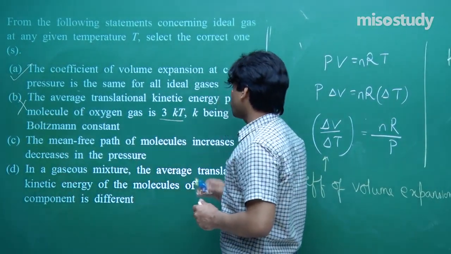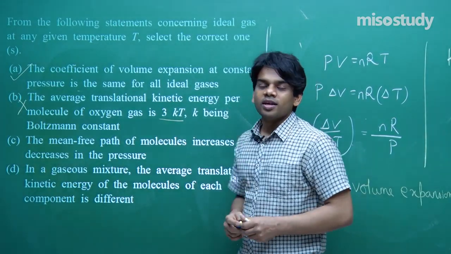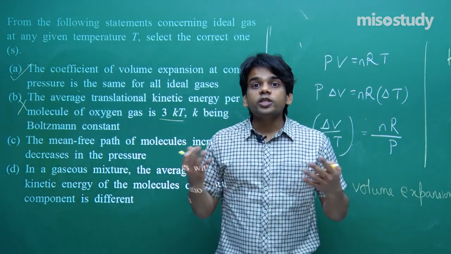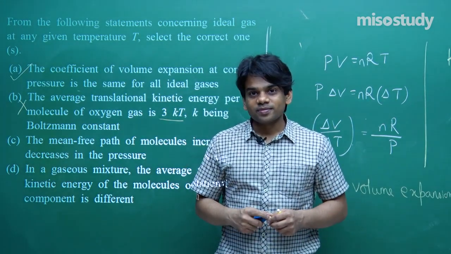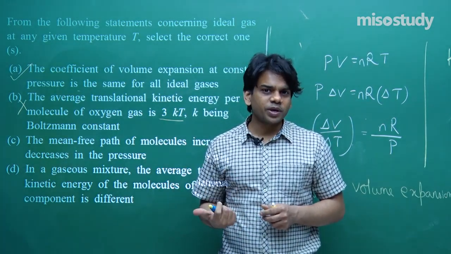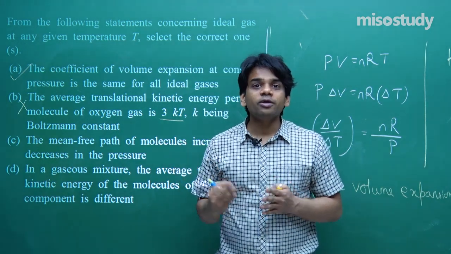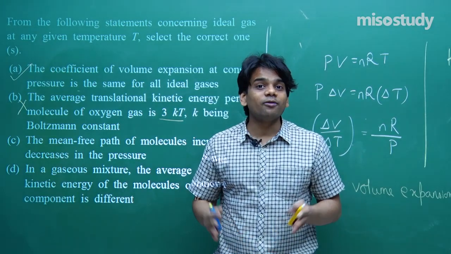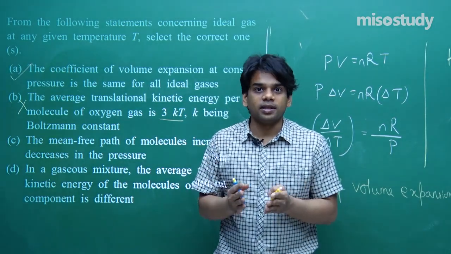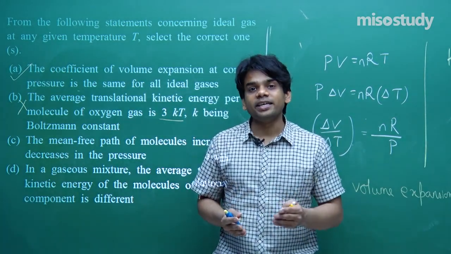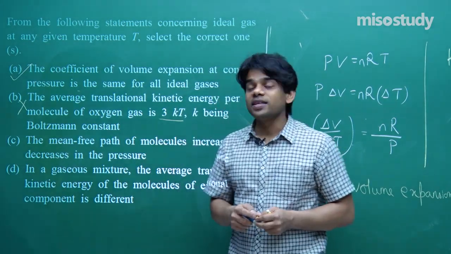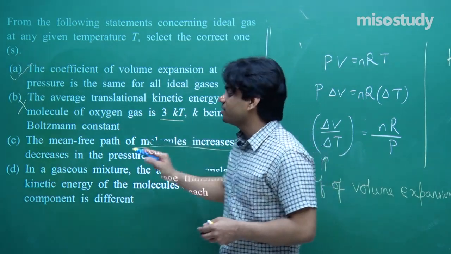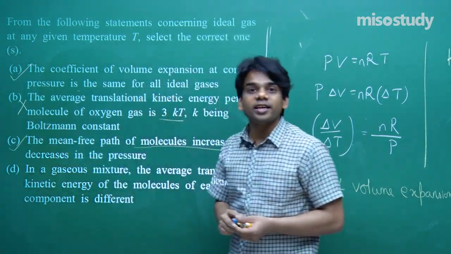C, the mean free path of a molecule increases with decreasing pressure. Due to decrease in pressure, what will happen? The molecules will have more space to move more randomly. So mean free path is going to increase. If you increase the pressure, the molecule will have less path to move, so mean free path will decrease. Here the mean free path increases on decreasing the pressure. Yes, so C is the right answer.